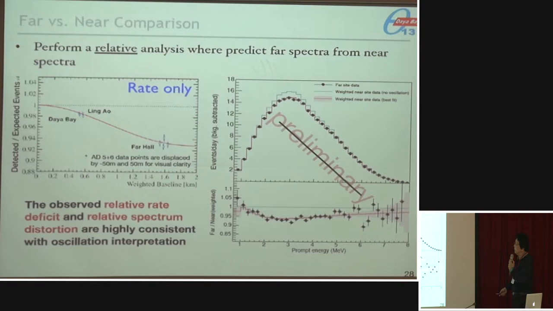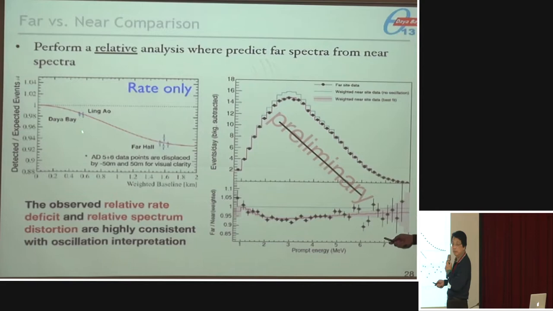So to compare the far-near ratio, this is the rate only. Red only is already very clear. Even the near side, we thought we should measure one. But with the sizable theta 13, it's already dipped a little bit. And then the far side, oh, it definitely has come down here. So this is the rate only, after our fit, between those detectors and the near-far side.